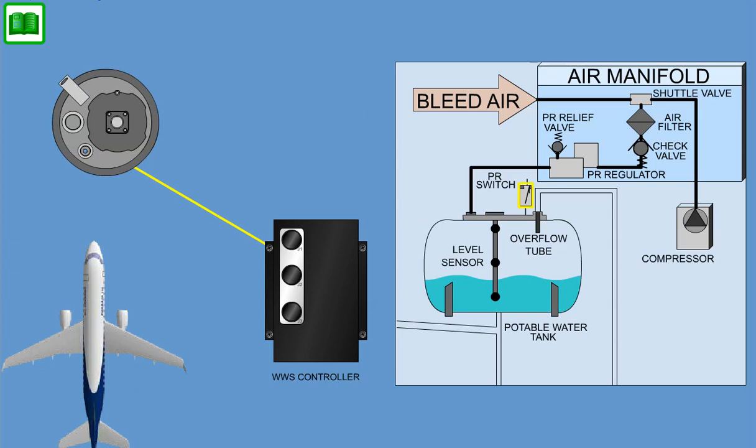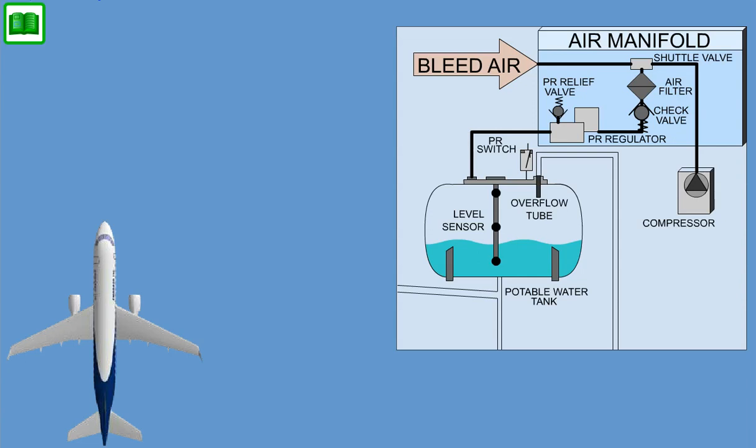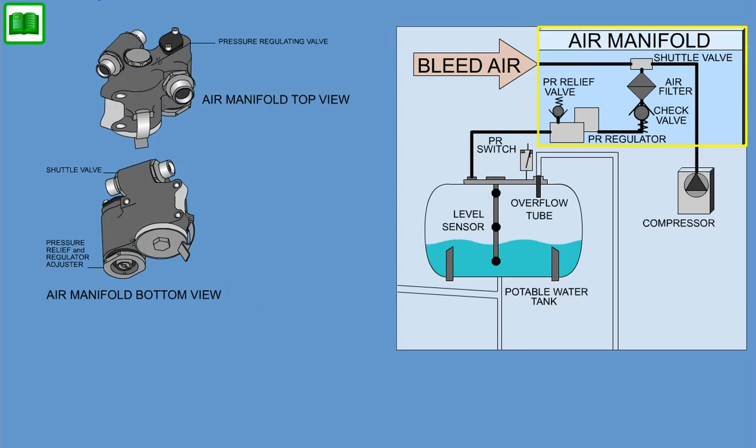The compressor is switched on if the bleed air pressure is too low. The compressor supply line is connected to the second port of the shuttle valve. The air manifold receives pressurized engine bleed air, APU bleed air, or pressurized air from a compressor. The air manifold is installed in the air line to regulate the compressed air supply to the potable water system.